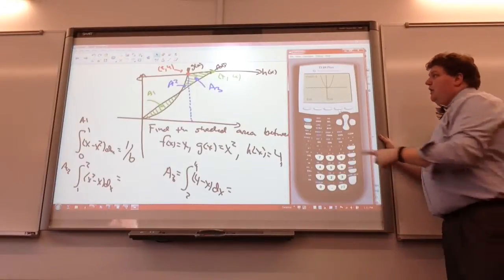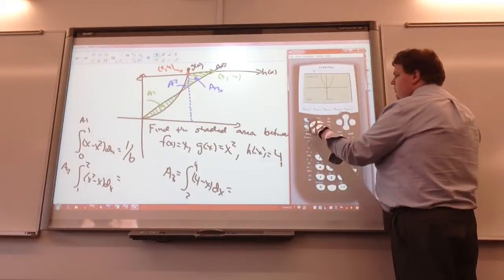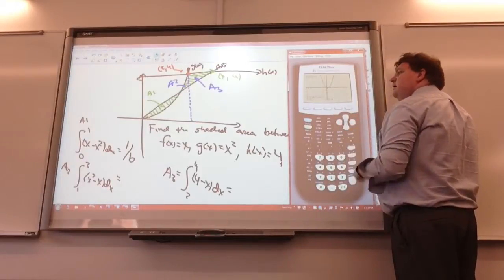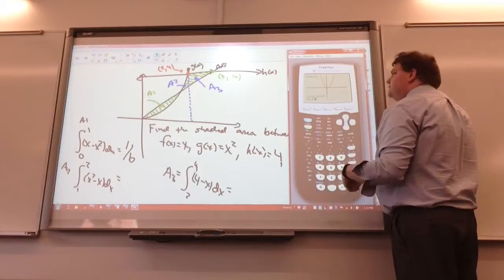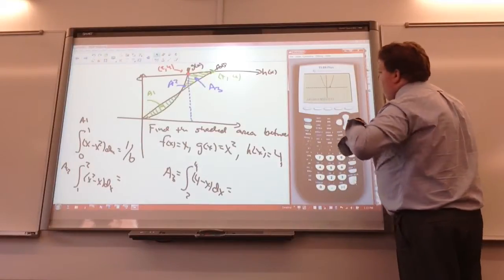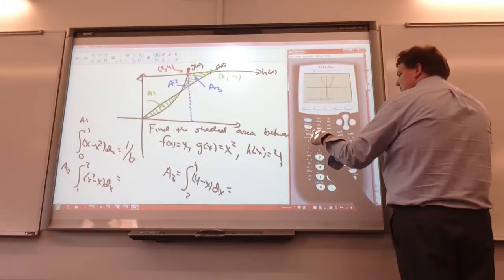All right. So for our second one, we're going from 1 to 2. So we hit second calc. Option number 7. Minimum is 1. Upper point is 2. Calculator does its jazz. And we get 0.83 repeating. What is that as a fraction? Oh yeah, it's fraction. That's 5/6.